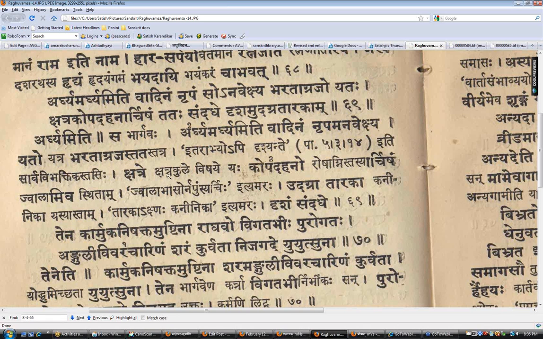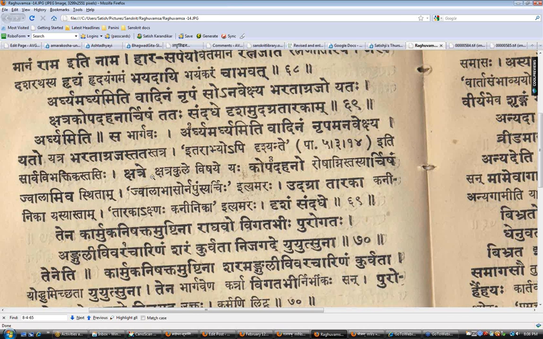Now, how about this one? Kshatra Kule Vishaye Yaha Rosha Agni. This is straightforward, right? What kind of compound is this? Saptami. Kshatra Kule is Saptami. Saptami Tatpurusha. So Kshatra Kule Rosha Agni, and he says Vishaya Saptami. So it was a fire in the form of anger, anger centered on, anger in regard to, anger towards the Kshatriya.